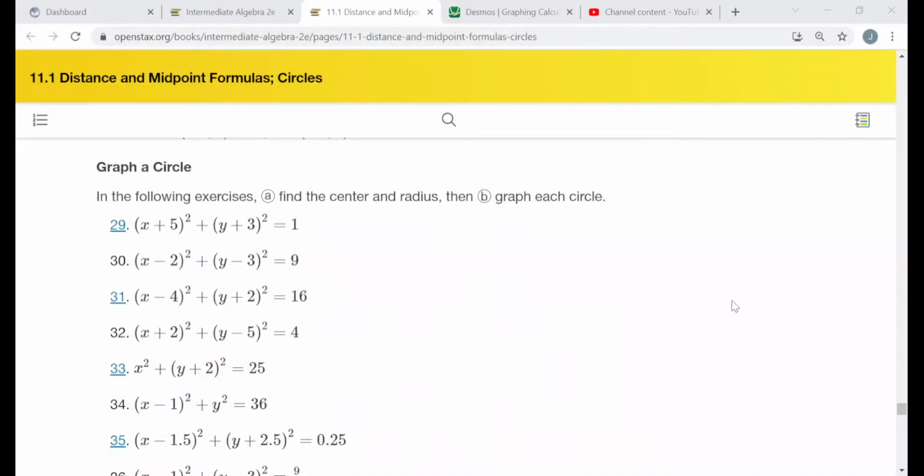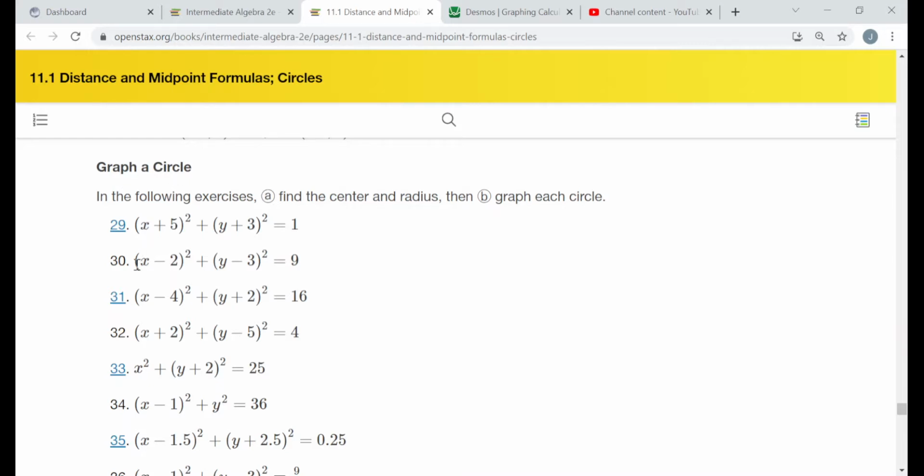Hello everyone. The title of this video is Graph a Circle. Every exercise I'm going to be doing in this video is taken directly from a free online textbook at openstax.org. It's their Intermediate Algebra 2nd edition text. I'm in section 11.1 called Distance and Midpoint Formulas and Circles, and I'll be under the heading Graph a Circle.